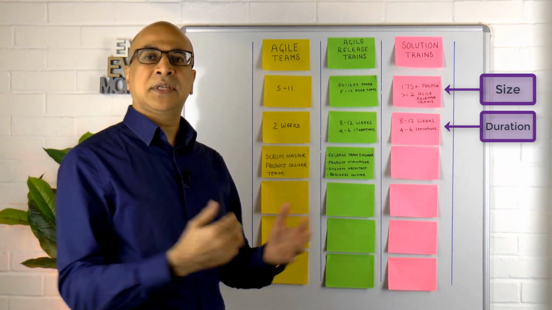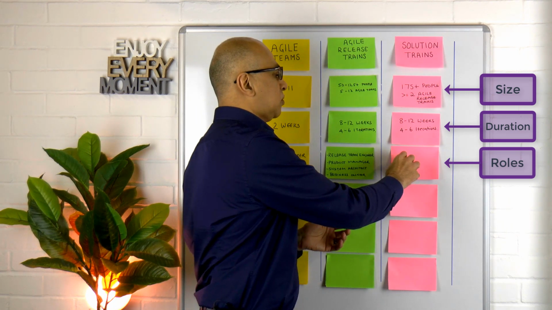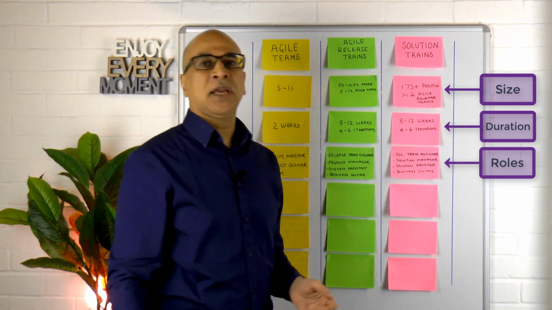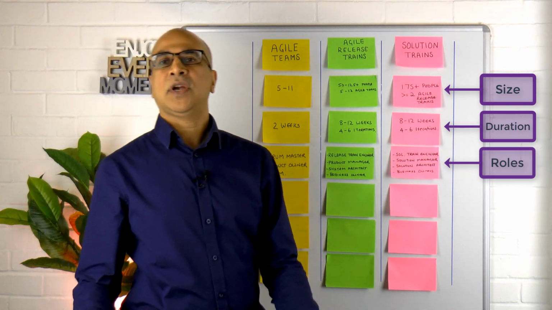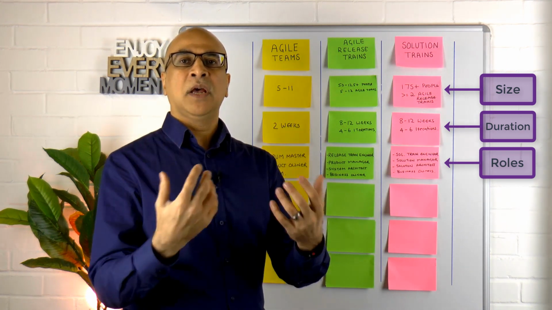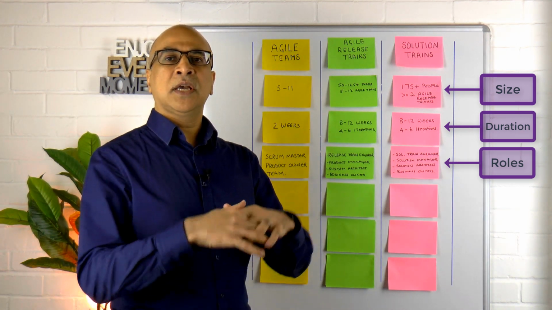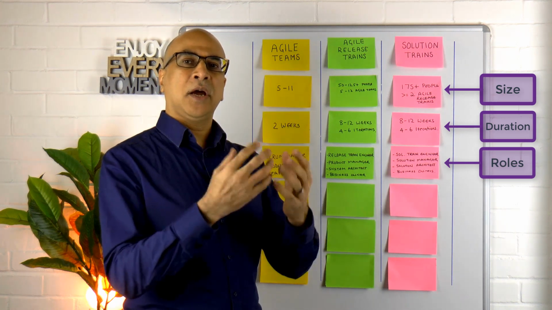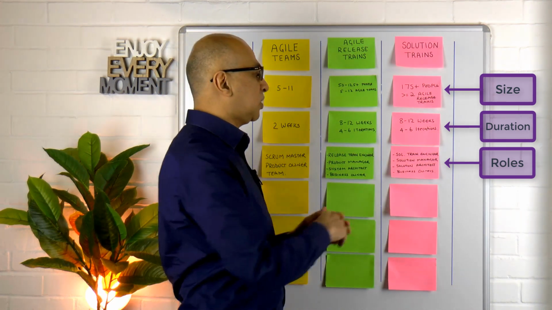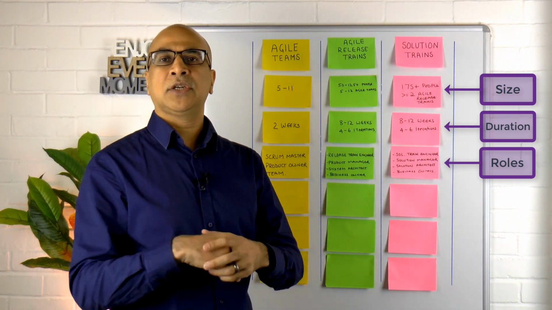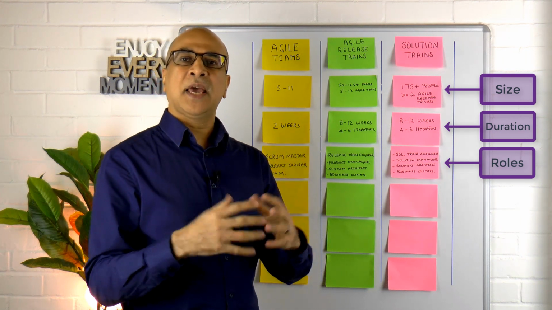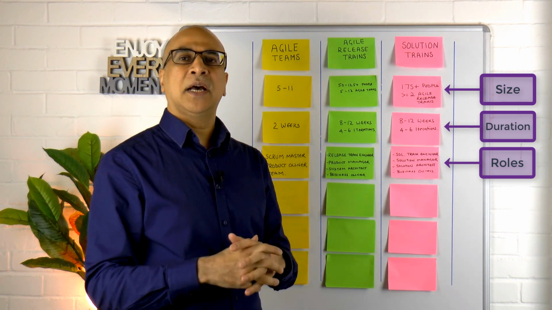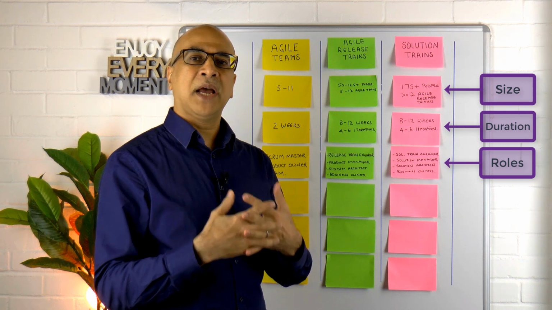Let's have a look and now see what the roles are for the solution train. For our solution train, yep, we have a solution train engineer. So you have multiple Agile Release Train engineers. They're coordinated and aligned and supported by the solution train engineer. You have the product managers. Again, they're given their vision and guidance from the solution manager.